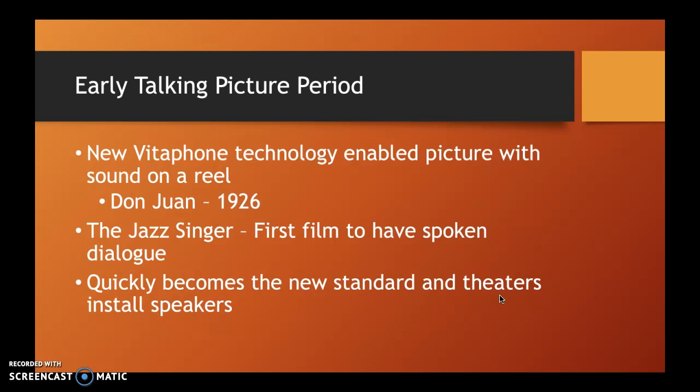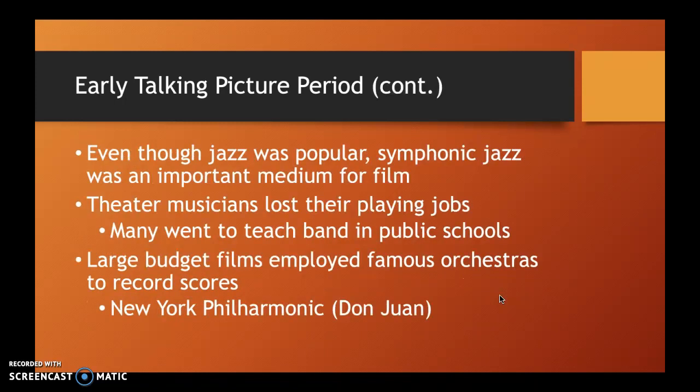And the first film that has spoken dialogue that we saw was The Jazz Singer, and of course that was part of our assignments as well. This quickly became the new standard in the theaters, and the theaters started to install speakers. So in just a few years, all of the theater musicians were basically fired and replaced by speakers, so that everyone would have the same viewing experience.